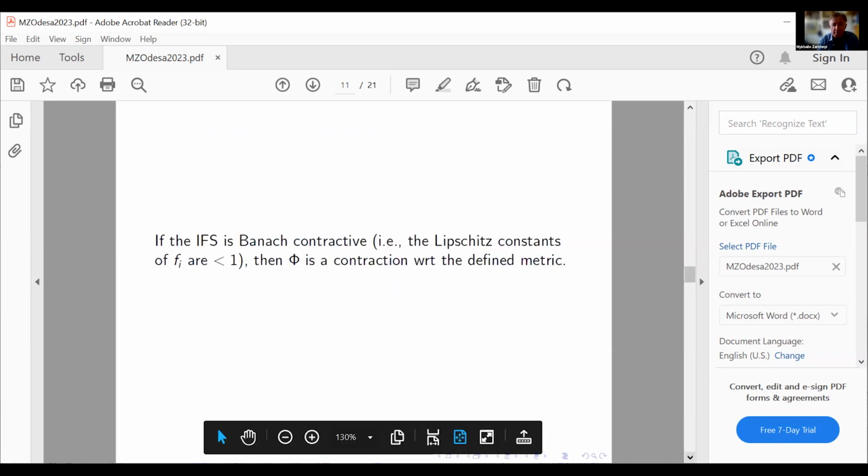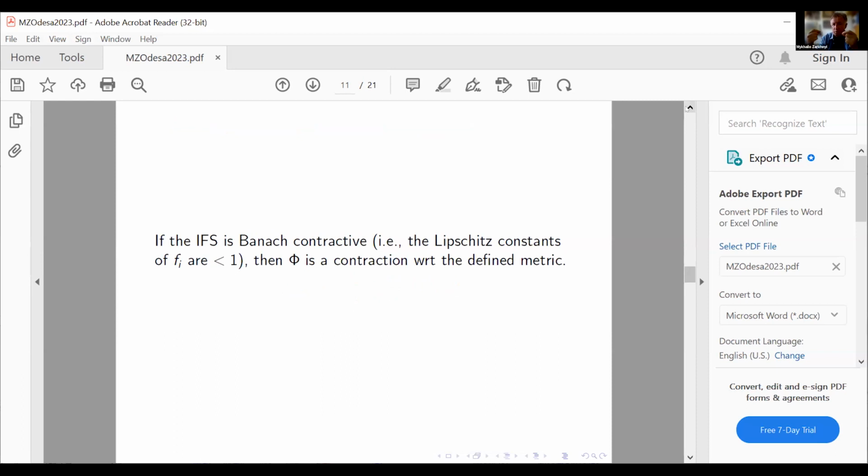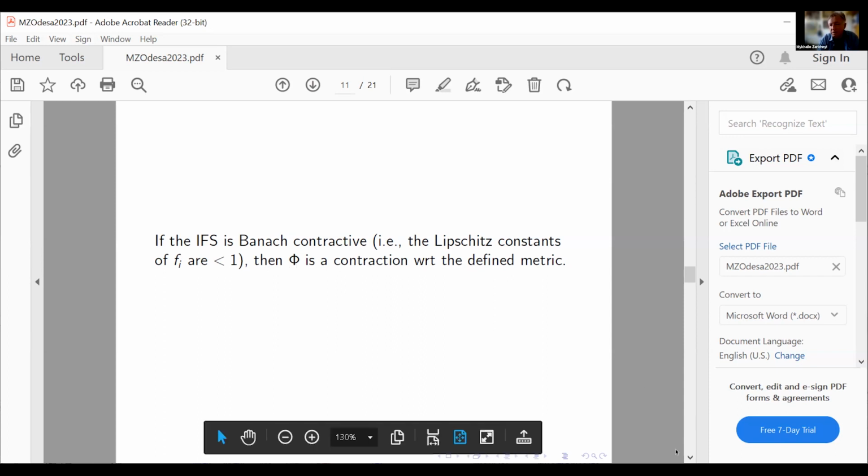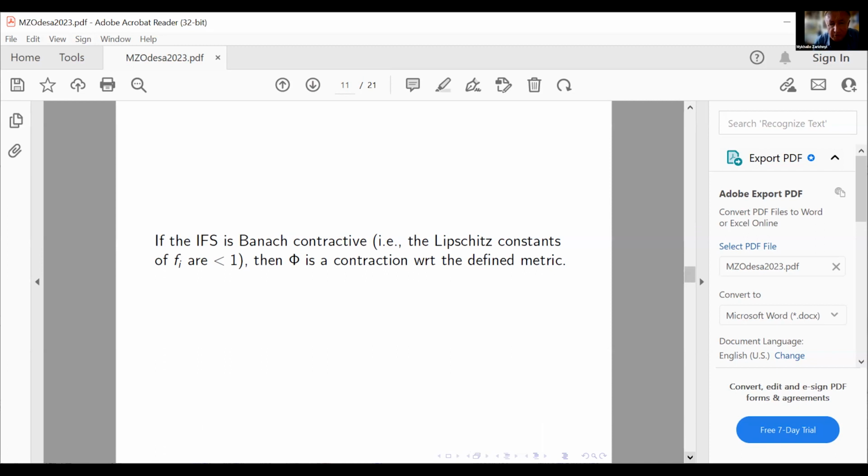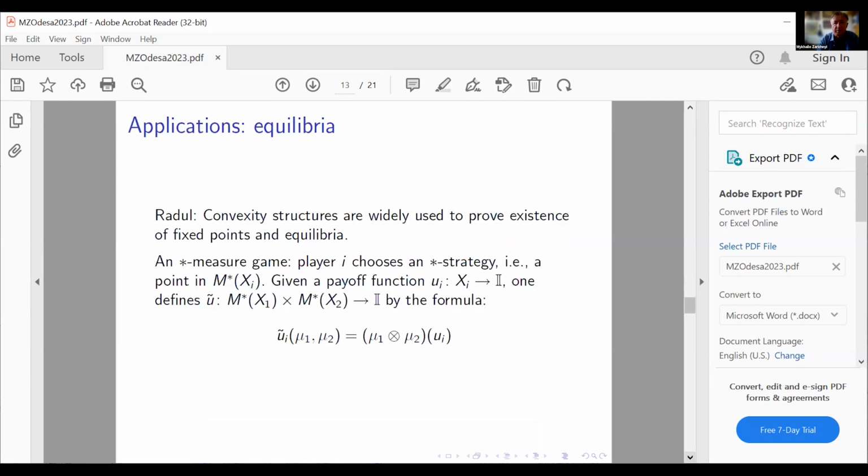And it turns out that if our iterated function system, I mean the collection of our starting functions f1, ..., fn from X to X, is Banach contractive, which means that they are Lipschitz and the Lipschitz constants are less than 1, then the map phi is a contraction with respect to the defined metric, which allows us to apply the Banach contraction principle and obtain the invariant measure.